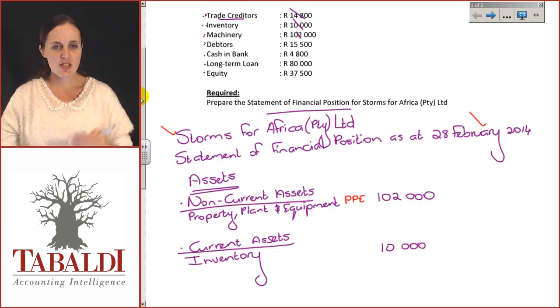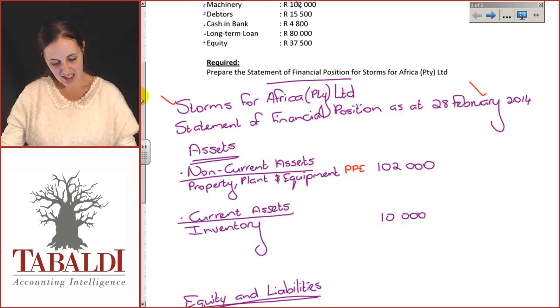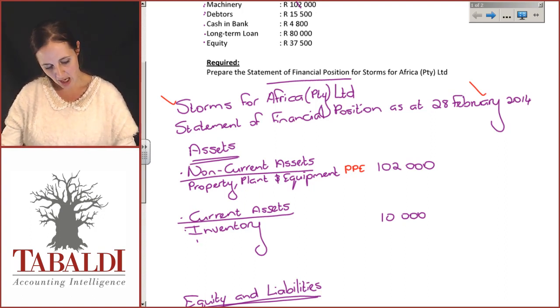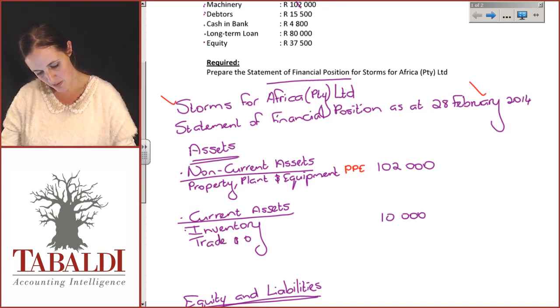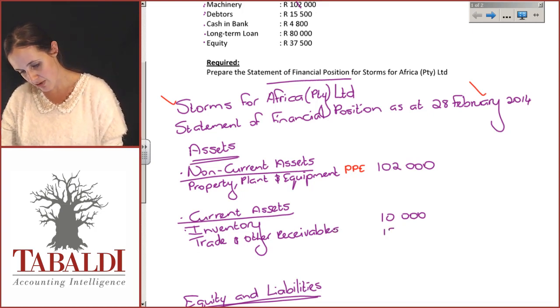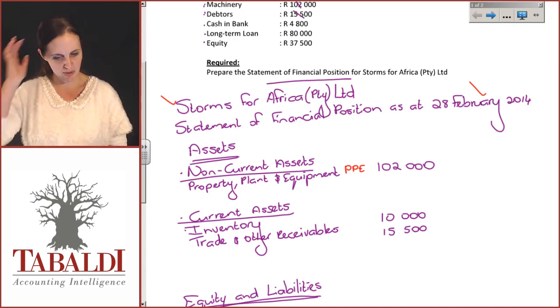Our debtors are people that owe us money. We sold stuff to them and they're going to pay us later. We hope they pay us within 12 months. These are our current assets. Just the same as creditors, we need to be careful. We call creditors trade and other payables. Our debtors are called trade and other receivables. Receivable meaning purely you expect to actually receive this money, and your debtors are 15,500.